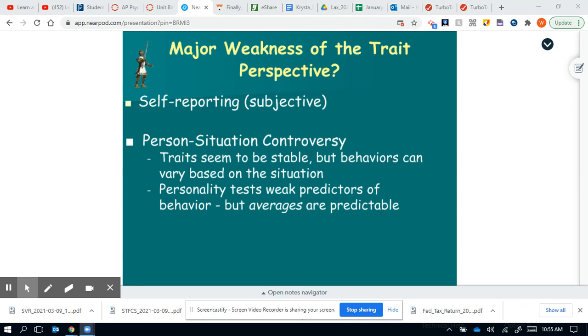All right. Criticisms, major weaknesses. The fact that it's self-report inventories, meaning it's people reporting on themselves. Why is this problematic sometimes?